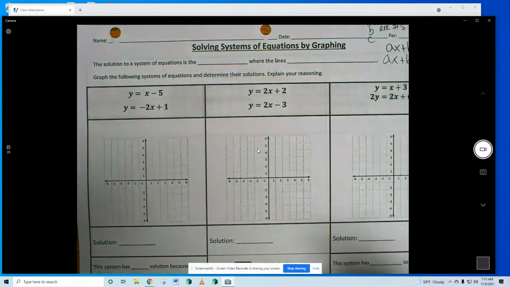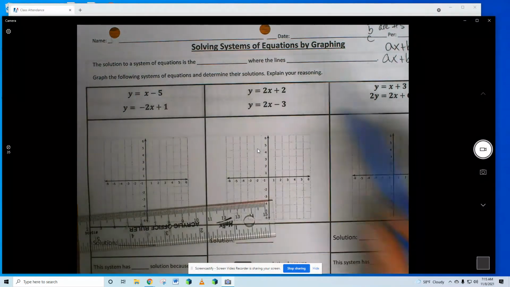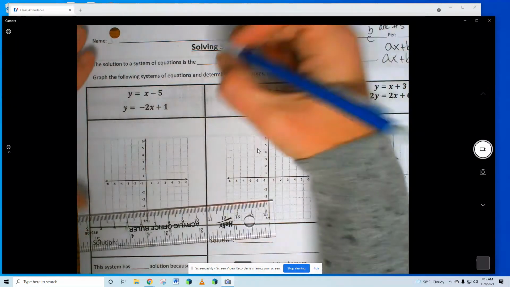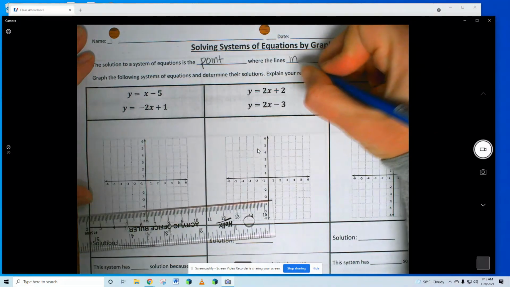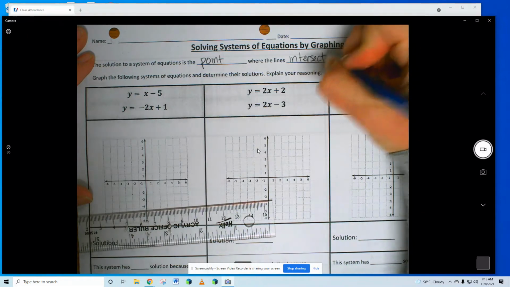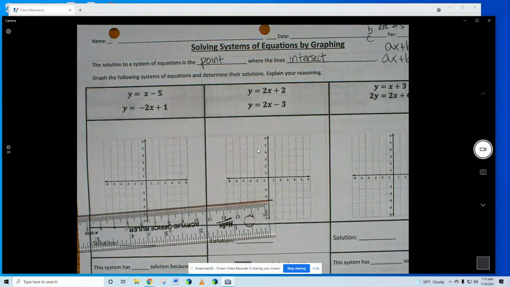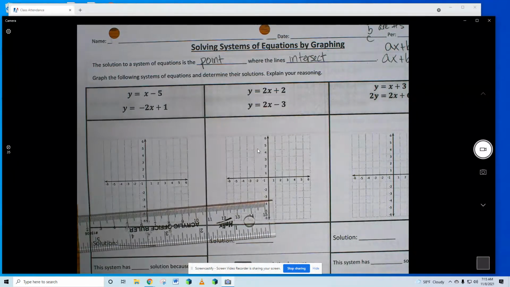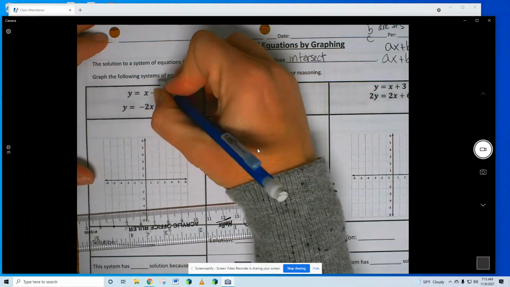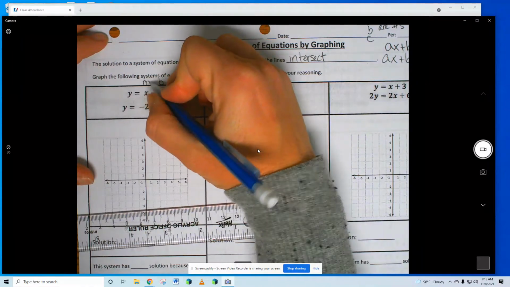Okay, here we go. The solution to a system of equations is the point where the lines intersect. Here we go: y equals mx plus b. If you need a reminder, my b is the y-intercept and my m is rise over run.